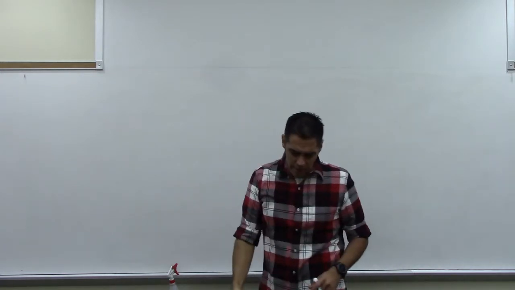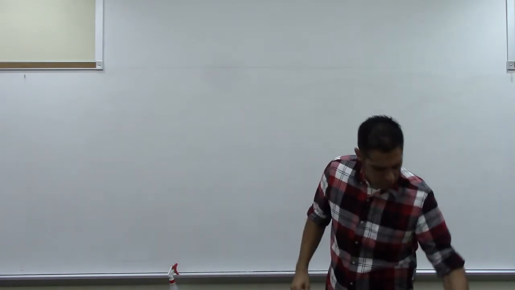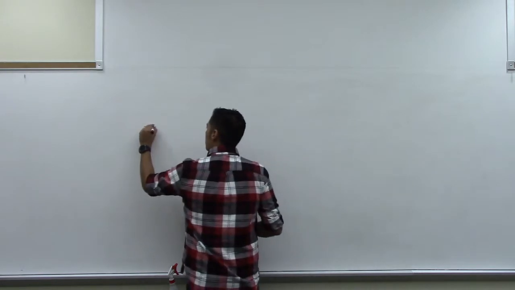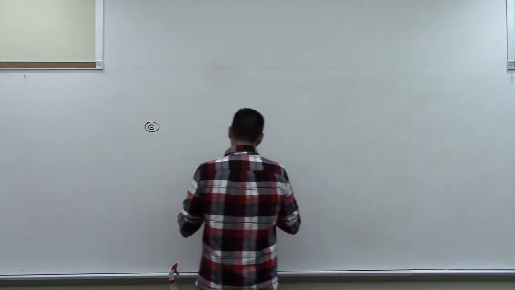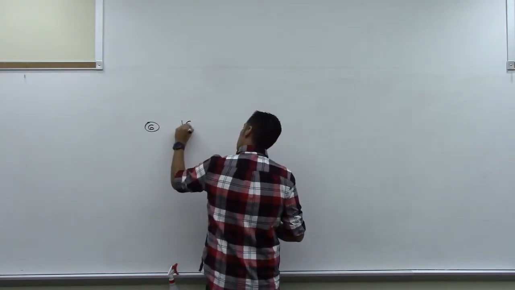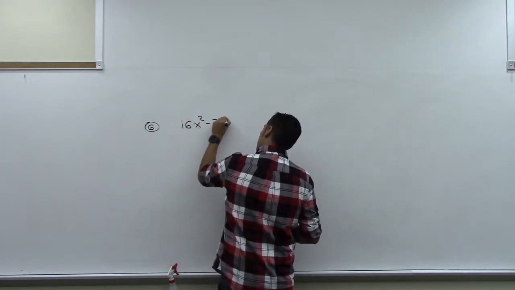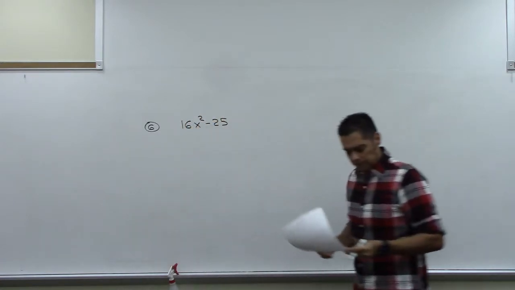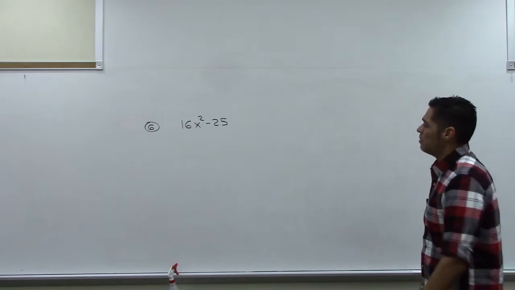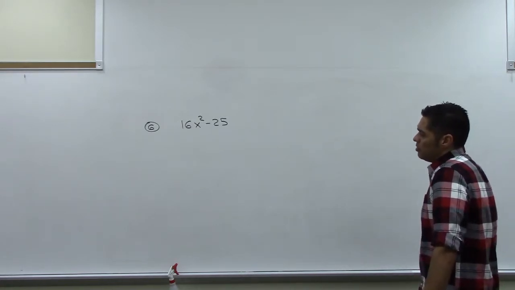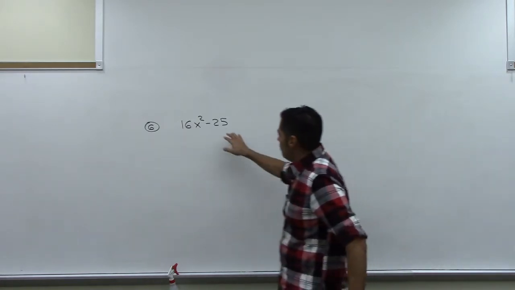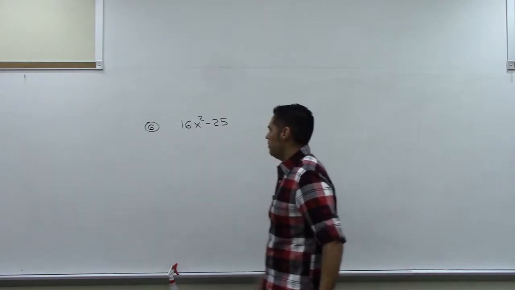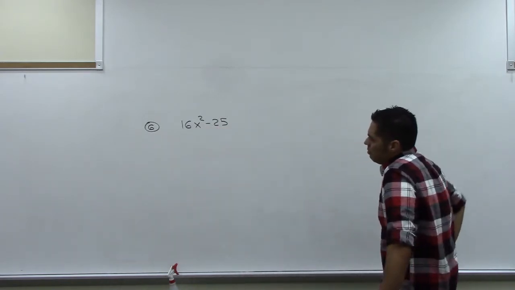All right, so now let's move on to number 6. So for number 6, we have 16x squared minus 25. And we're asked again to factor. And when we're factoring this, again, we look for a GCF. Is there a greatest common factor? Is there something that these both have in common? Nope. So then we go on to our methods.